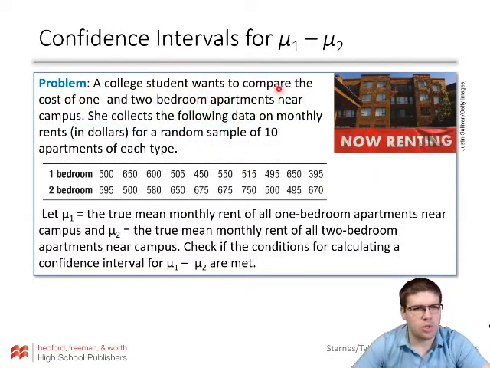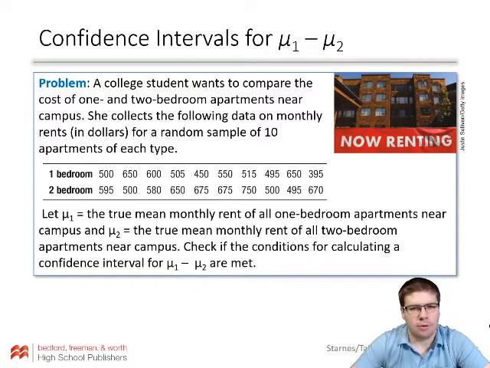A college student wants to compare the cost of 1- and 2-bedroom apartments near campus. She collects the following data on monthly rents in dollars for a random sample of 10 apartments of each type. So we've got 10 1-bedroom apartments, 10 2-bedroom apartments. Let mu1 equal the true mean monthly rent of all 1-bedroom apartments near campus, and mu2 be all the 2-bedroom apartments. Check that the conditions for calculating a confidence interval for mu1 minus mu2 are met.